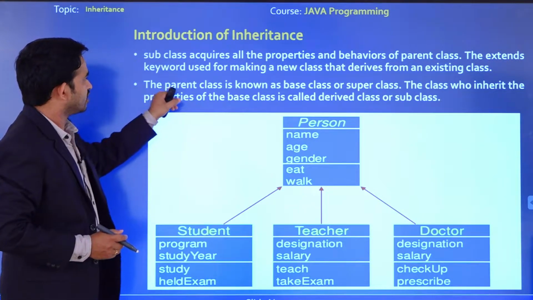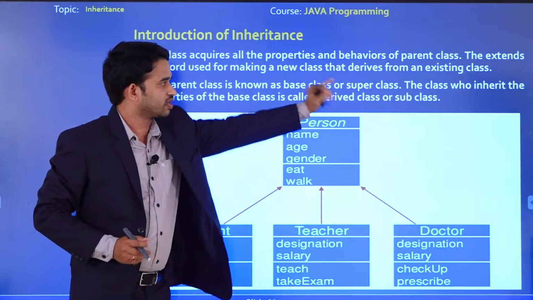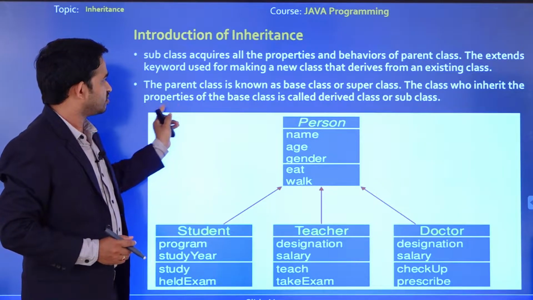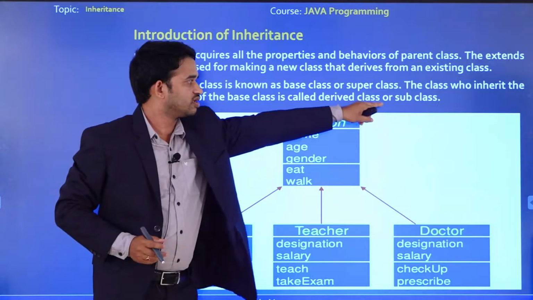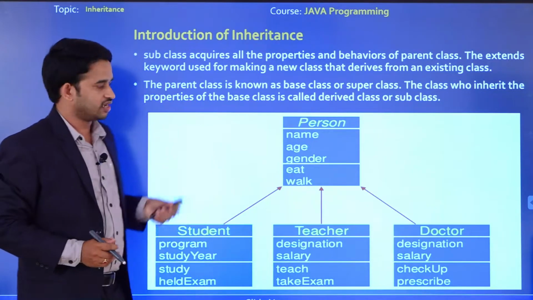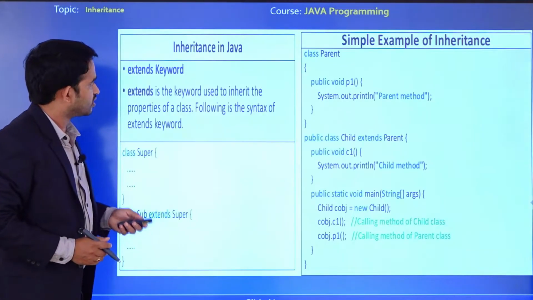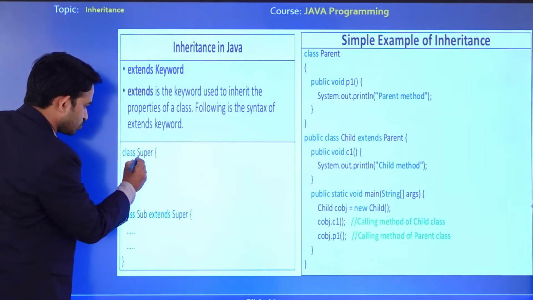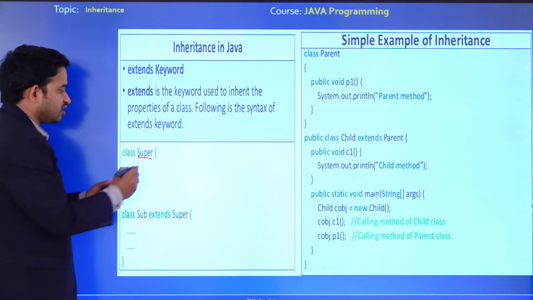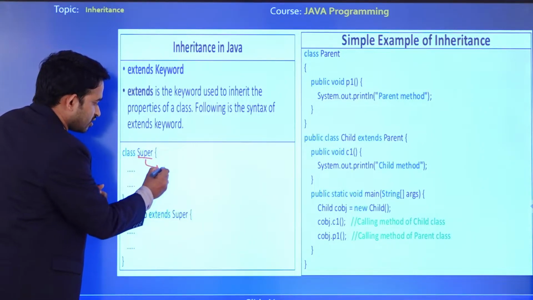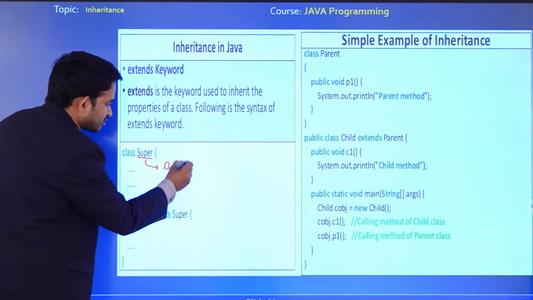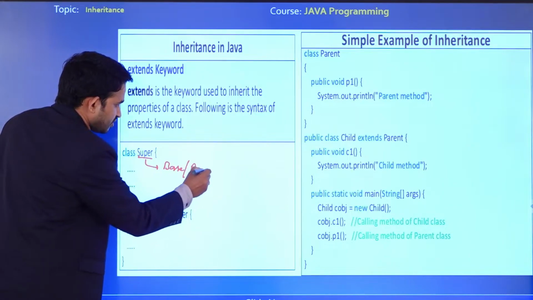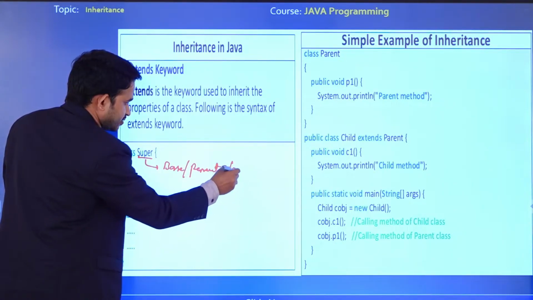Here the parent class is also known as what? Base class, super class. Next, the derived class is also known as what? Derived class, also called subclass, also called child class. Next, we go for the syntax. What syntax is generally followed? Class super. Here I am going for the super class, also called base class, also called parent class.